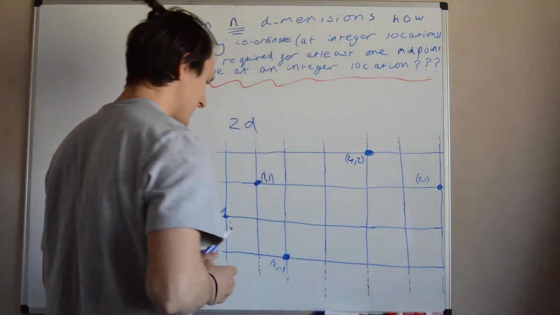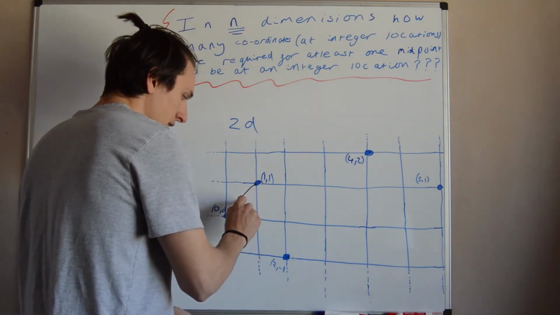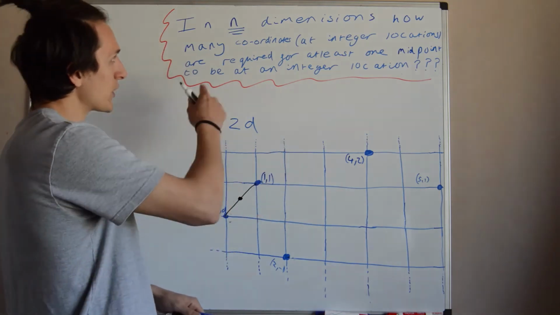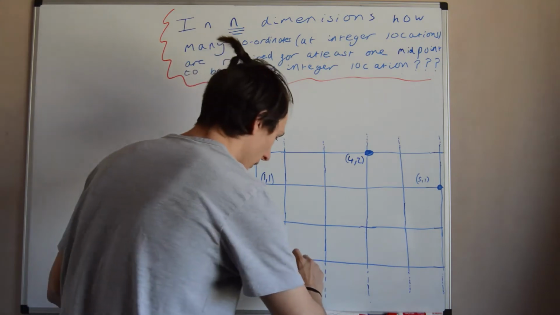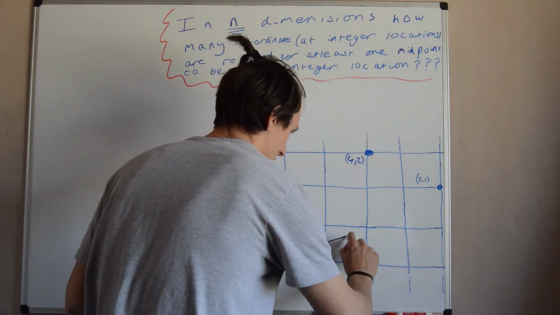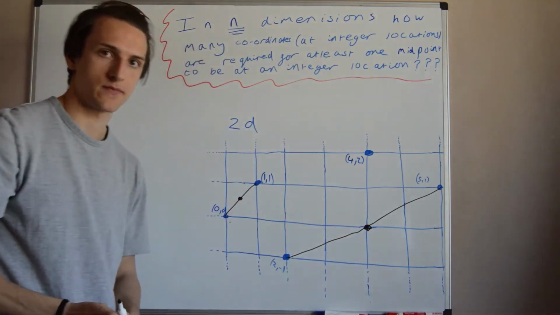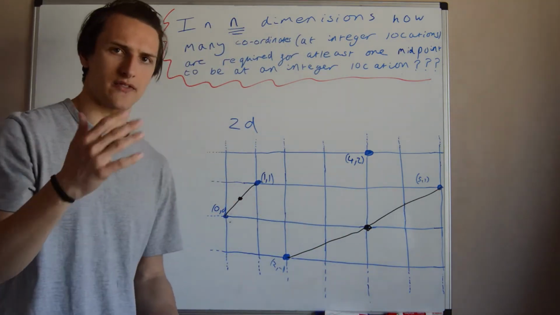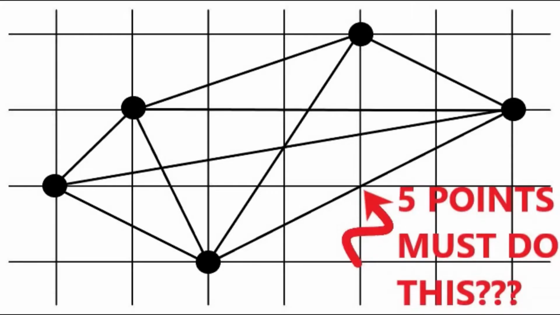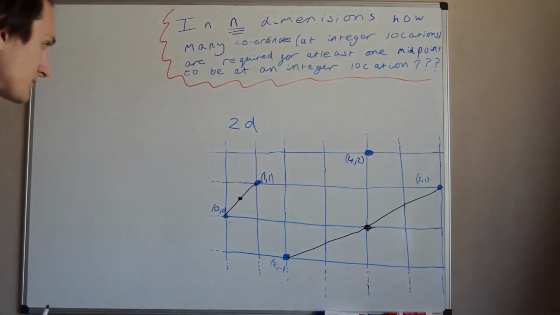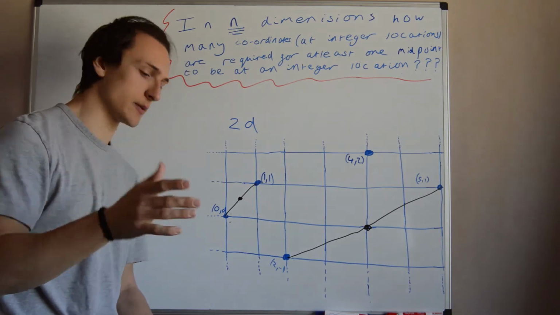Okay, so what do I mean? We take any 2 points, we connect them, and then we consider the midpoint between those 2 points. And we want to know, how many points are required for at least one midpoint to also be at an integer location. Okay, in 2 dimensions it turns out to be 5. Well, here's a better diagram to explain what I mean. And we're going to pose the question, why does this happen in 2 dimensions? And this will help us generalize to n dimensions.